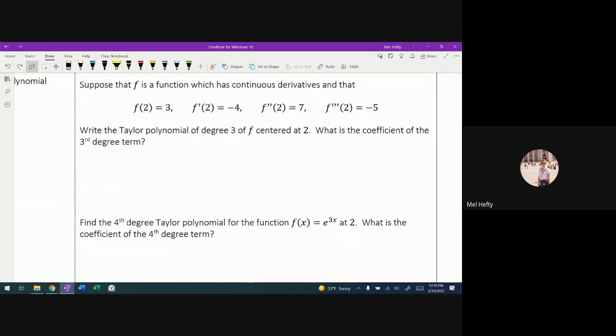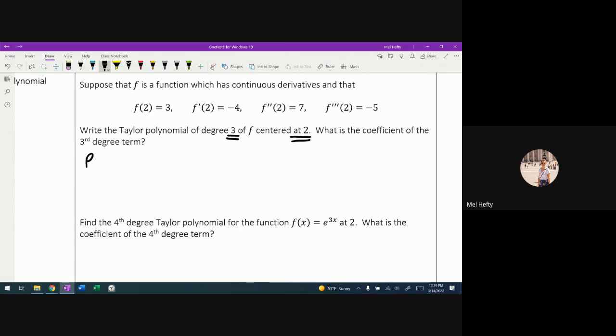So, Taylor polynomial degree 3. Does anyone know what the degree of 3 is going to tell us? Yeah, the biggest power we're going to have is the third power. What does the centered at 2 tell us? c equals 2. So I'm going to see a bunch of x minus 2s. I'm going to plug 2 into all of my derivatives, which is really helpful because look at all of those things they've told me. They all have to do with 2. So we're going to answer 2 questions. We're going to write a Taylor polynomial that ends with the cubed term and looks like x minus 2s all the time. And then we're going to answer what's the coefficient of the third degree term.